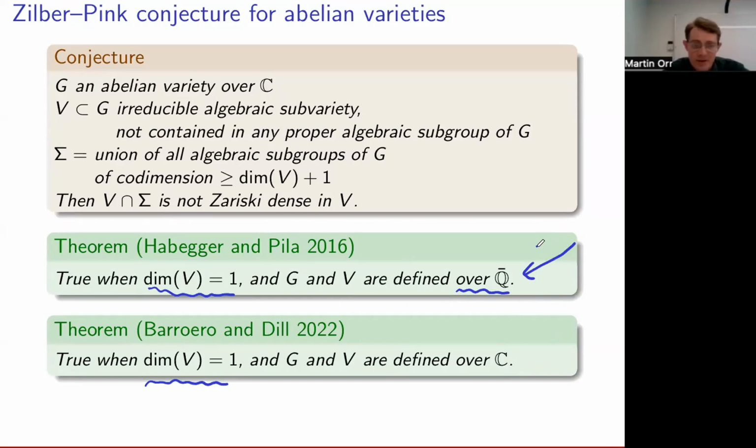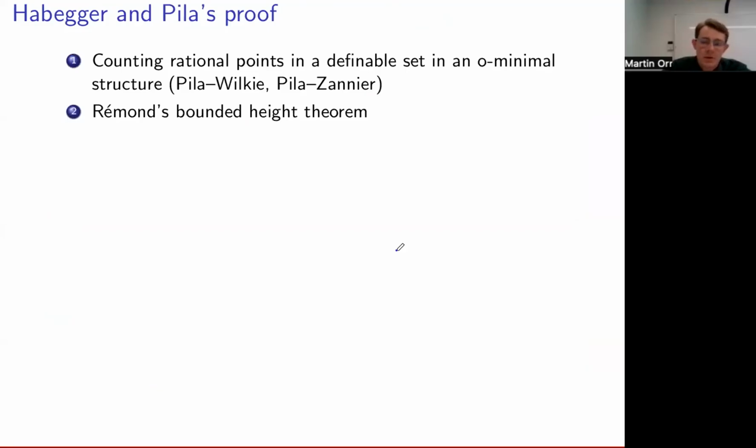So how did the theorem of Habegger and Pila get proved? There were, I think, two major ingredients in this proof. One was counting rational points in definable sets in an o-minimal structure. So that's using the Pila-Wilkie theorem, and this method of applying o-minimal structures to solve Diophantine problems of this type was due to Pila and Zannier, who first used this method to give a new proof of the Manin-Mumford conjecture.